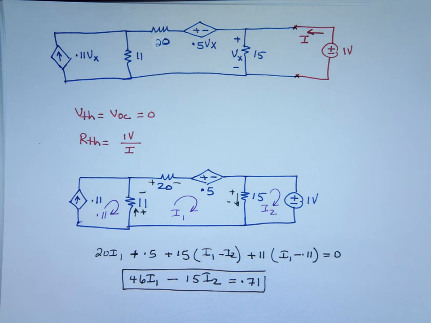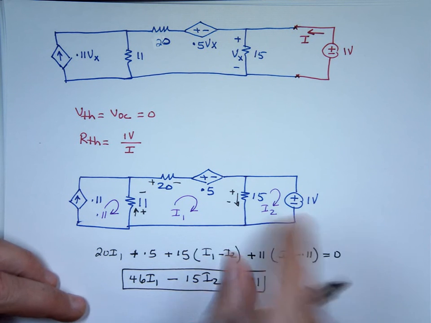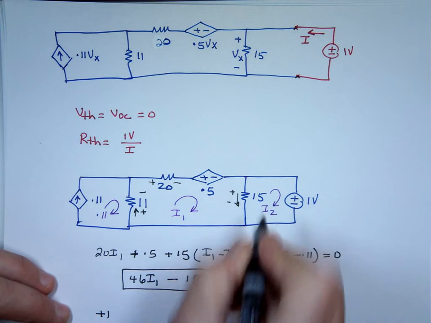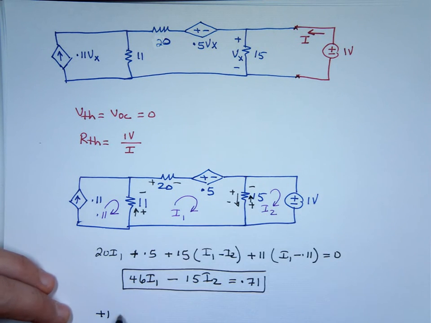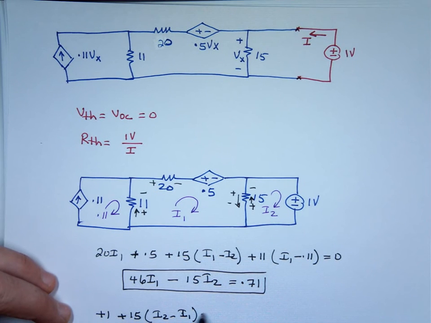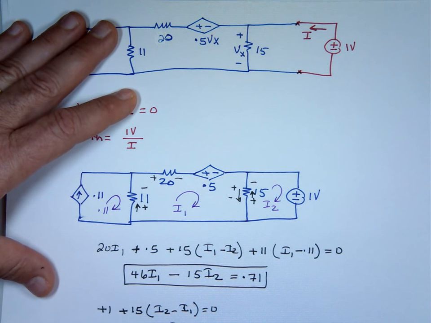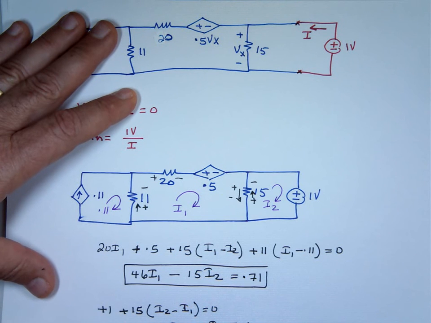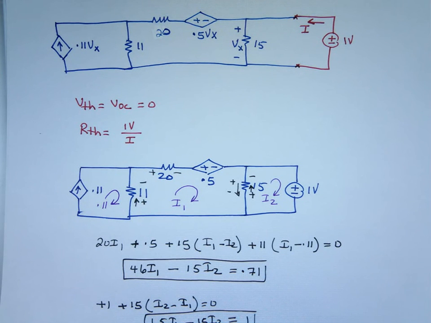And let's do KVL right here for this one. Plus 1. Again, I'm traveling this way, so I'll mark it plus to minus. What's the current up there? Plus 15 times the current up, which is I sub 2 minus I sub 1, is equal to 0. Clean it. 15 I sub 1 minus 15 I sub 2 equals 1. I moved it to the right side already. Can you move it up a little bit?